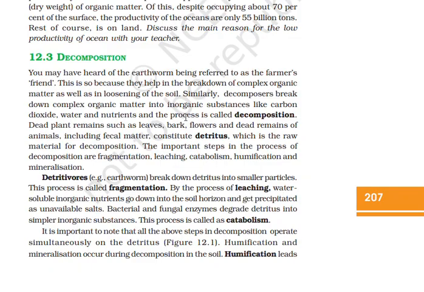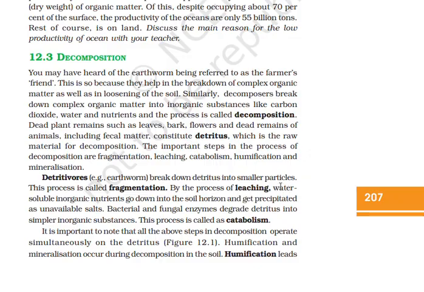is called decomposition. Dead plant remains such as leaves, bark, and flowers, and dead remains of animals, including fecal matter, constitute detritus, which is the raw material for decomposition. The important steps in the process of decomposition are fragmentation, leaching, catabolism, humification, and mineralization. Detritivores, for example earthworms, break down detritus into small particles. This process is called fragmentation.